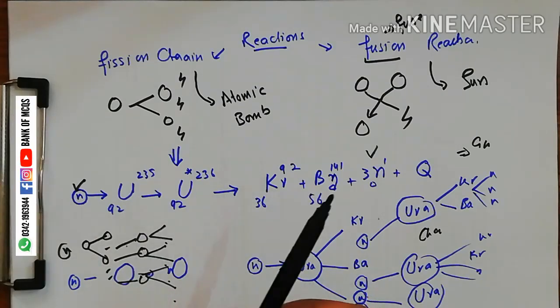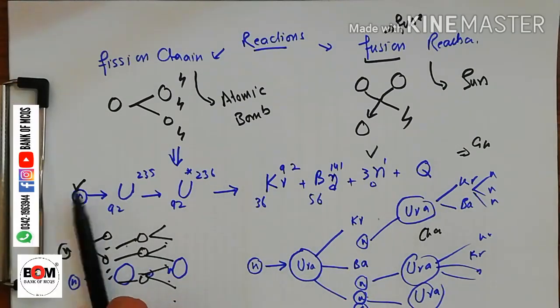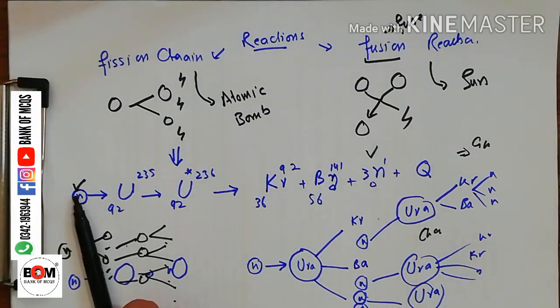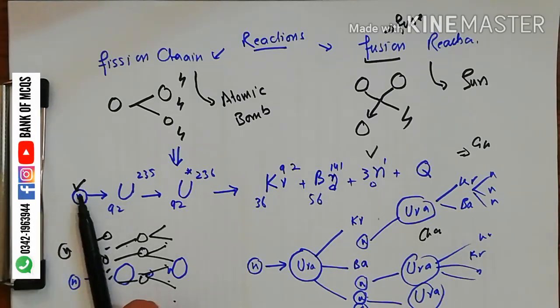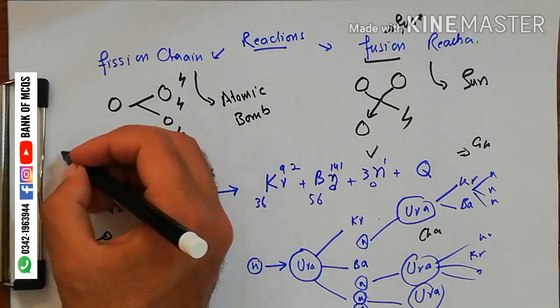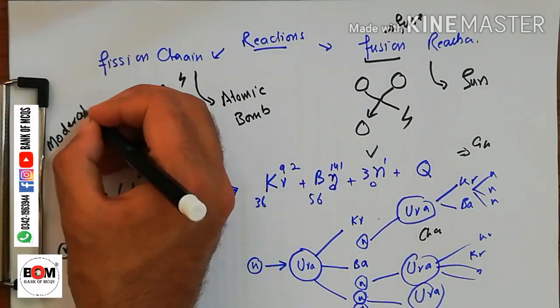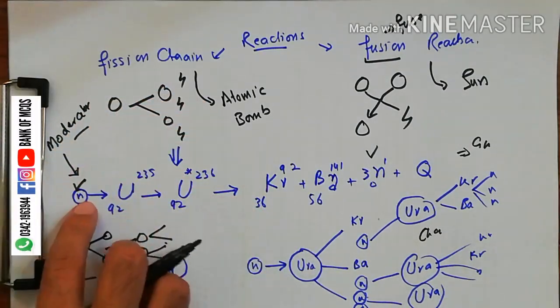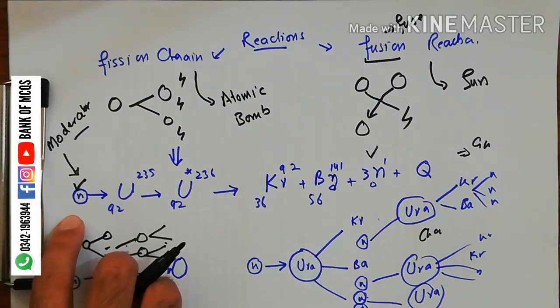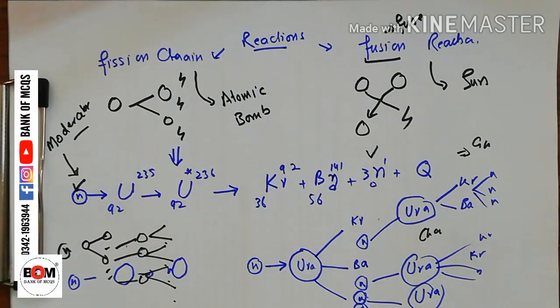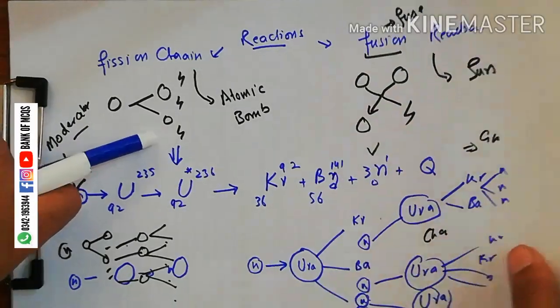It can also be stopped another way, if we remove the high speed neutrons. To remove the high speed neutrons, we use moderators. What do moderators do? A moderator either slows down the neutrons or totally absorbs them to stop the fission chain reaction. So this was the fission chain reaction.